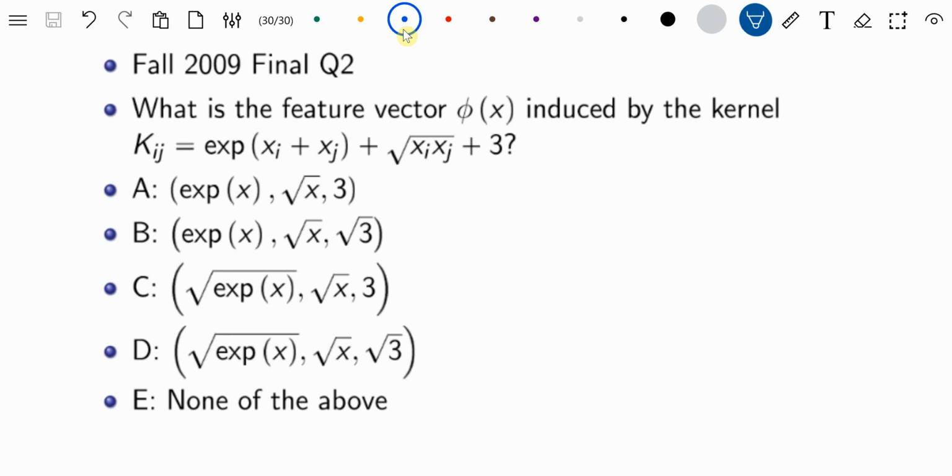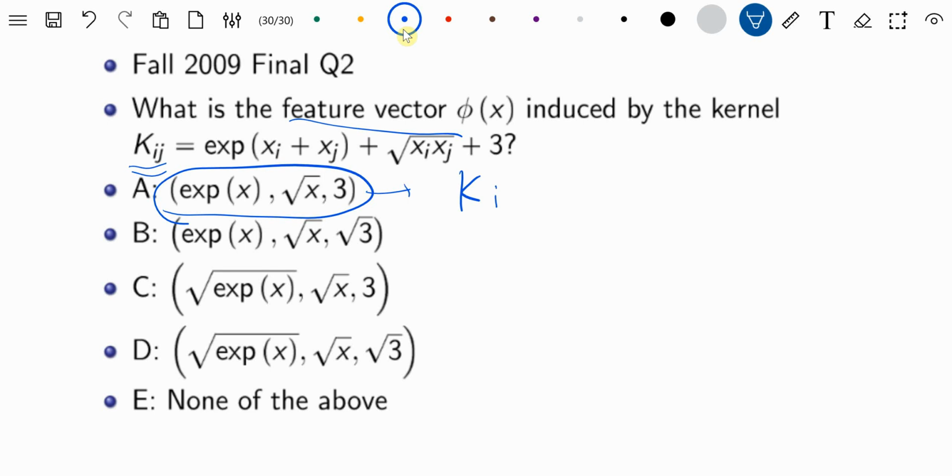The question here is asking for the decomposition of this kernel matrix into the feature vector representation. So there's no systematic way of doing this. What we are doing is just guess and check. Since it's multiple choice, we are just going to guess one of them and check if it's right, and then figure out, if it doesn't work, what needs to be changed, basically.